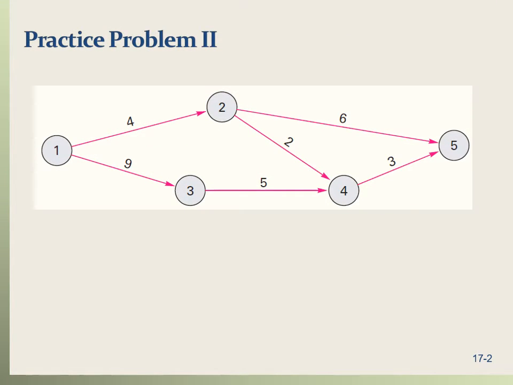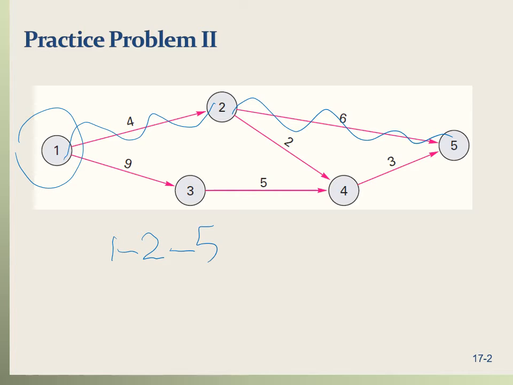One way to find the critical path is to list all the paths, and the critical path would be the lengthiest path, the path with the largest length. So let's go ahead and list all the possible paths. So we're going to start from the beginning and identify all the paths. So one path is 1 to 2, 2 to 5, and the length of this path is 4 plus 6, and that's 10.